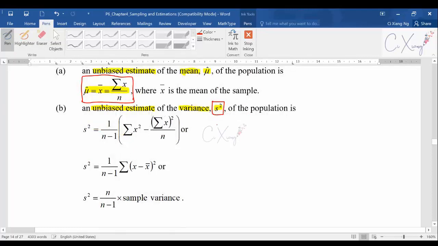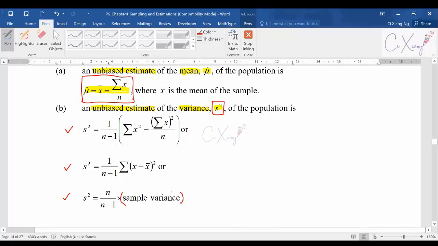So for unbiased estimates of variance here, there are three formulas that you can use. The first one is 1 over n minus 1, summation x squared minus (summation x) squared divided by n. The second one is 1 over n minus 1, summation (x minus mean) squared. And the third one is n divided by n minus 1 multiplied with the sample variance.